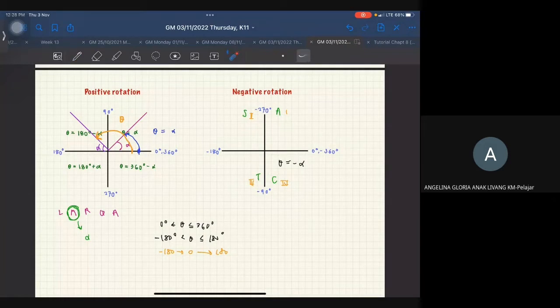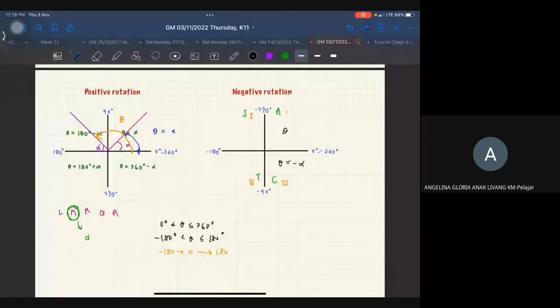Okay, so dekat sini pula macam mana nak cari dia punya theta is awak ambil daripada yang bawah ni. Okay, yang bawah ni bawa naik atas and then just put negative dekat depan. Okay, so awak akan dapat theta is equals to negative dekat depan and then we know that dia adalah 360 tolak alpha. So itu adalah dia punya formula dia.